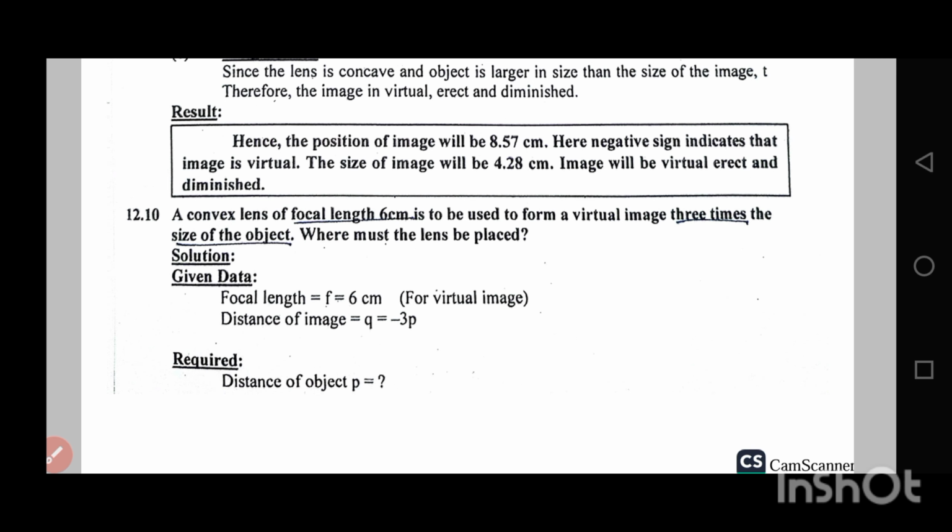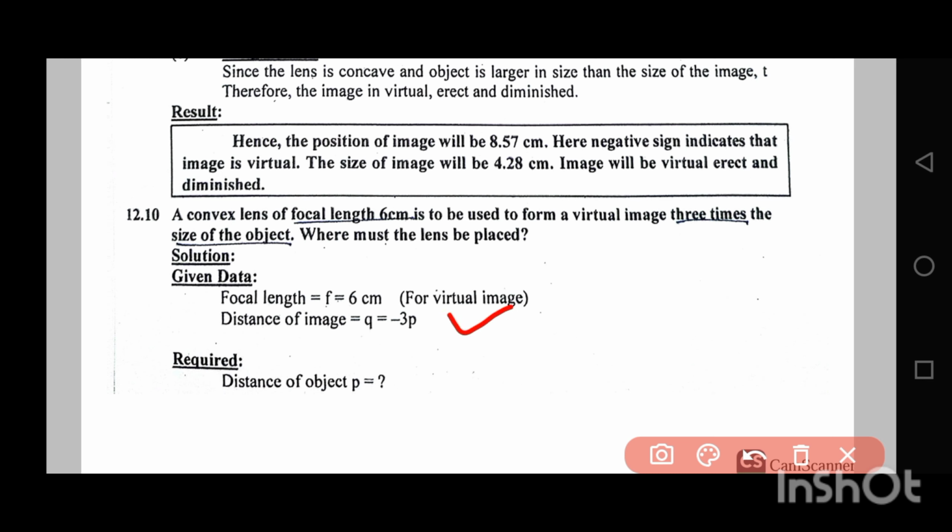Dear students, q is equal to minus 3p, because virtual image 3 times the size of the object. So it means distance of image will be 3 times of the distance of object, that is 3p. As image is virtual, so we take the distance of image as negative. So q is equal to minus 3p.